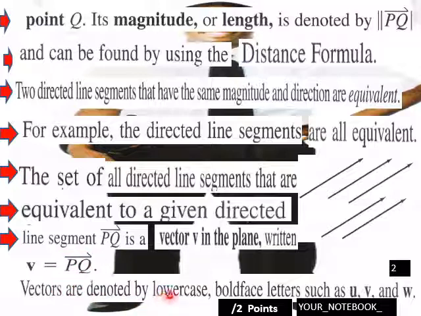Vectors are denoted by lowercase boldface letters such as u, v, and w. So vector v in the plane. So this is your lowercase in bold, boldface letters. This gives you a little bit more idea of what the vector is. Line segment PQ is a vector v in the plane written as v equals PQ, like these up here. So, okay, this is our introduction here to vectors.